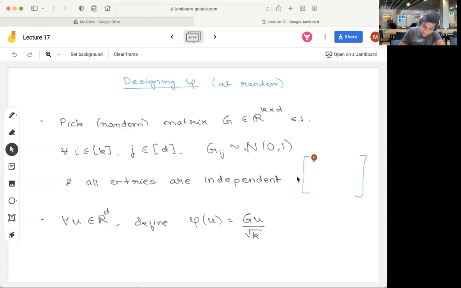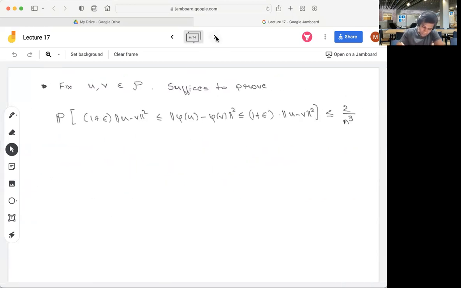So every single entry is an independent random variable. And we have D columns, K rows. So D times K independent Gaussian random variables, each contributing 1 entry of this matrix. Is that okay? Yeah, that's perfect. Thank you. Okay.